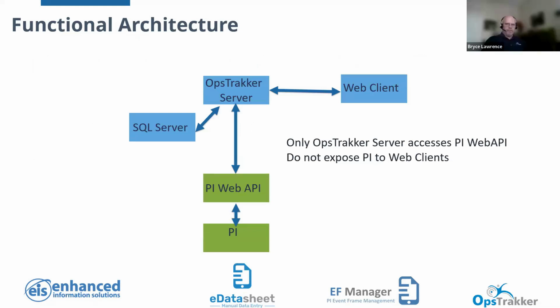Sure. So this architecture is all based on using an ops tracker application server, and then that uses SQL on the back end for both storing buffering data and also storing configuration. And then all clients talk directly to the ops tracker server, which then communicates to Pi through the Pi Web API. So this allows us to abstract the Pi connection from client users.